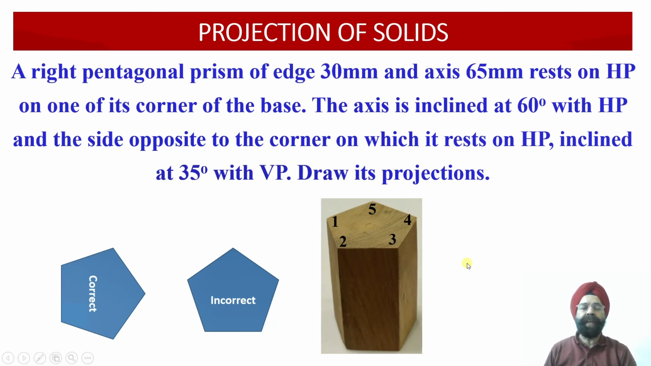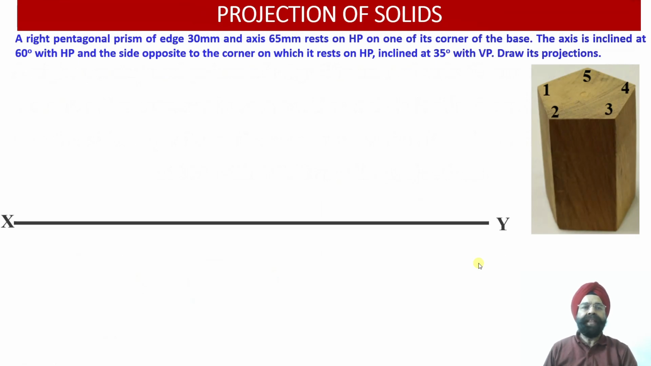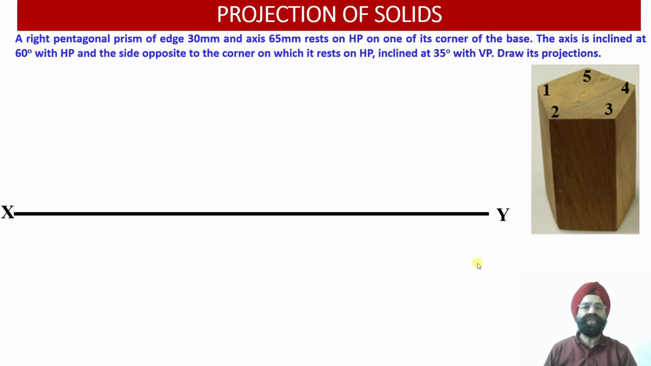So now let us begin with the construction of the orthographic projections of a right pentagonal prism when the pentagonal prism is resting onto the ground on its base over there. So we know that the edge of the prism happens to be 30 millimeter. So now we are going to draw the top view projections of this particular prism onto the horizontal plane. So these top view projections will be drawn below the XY reference line.